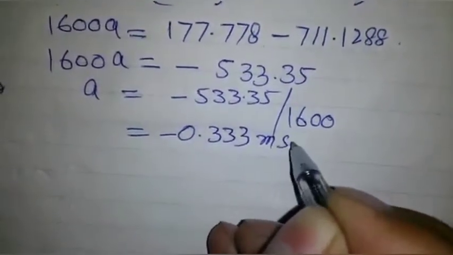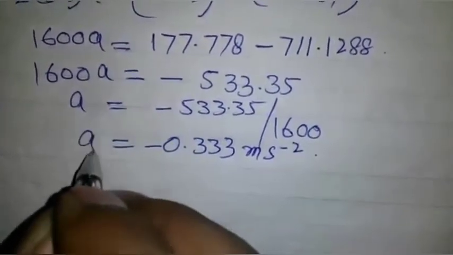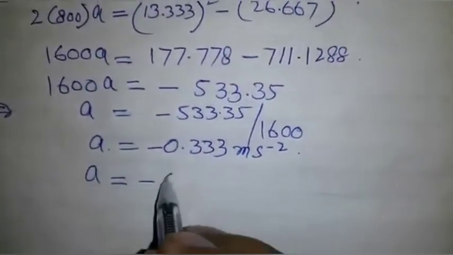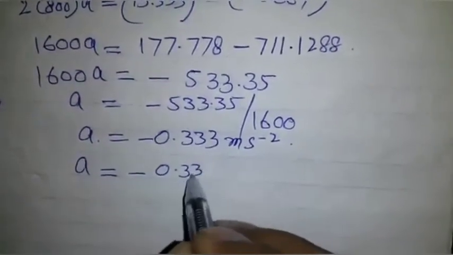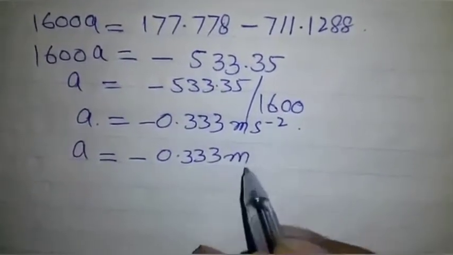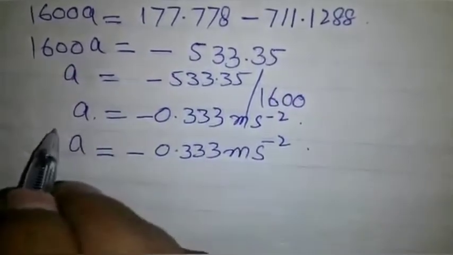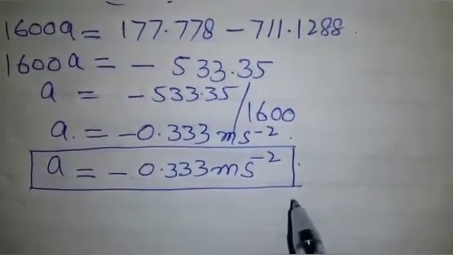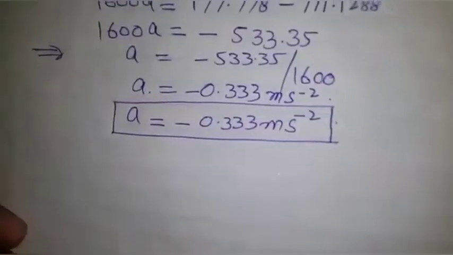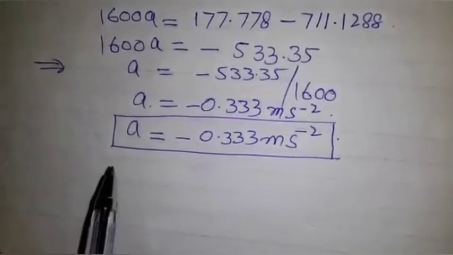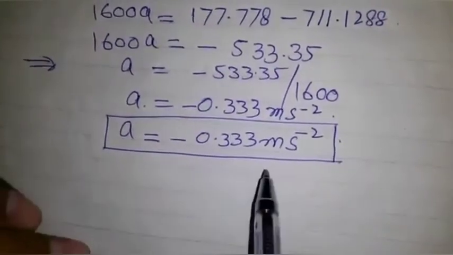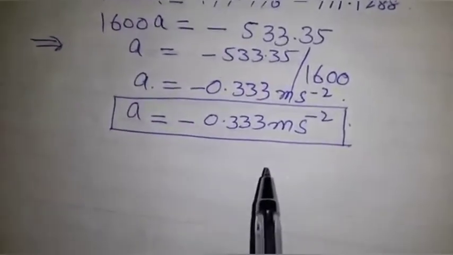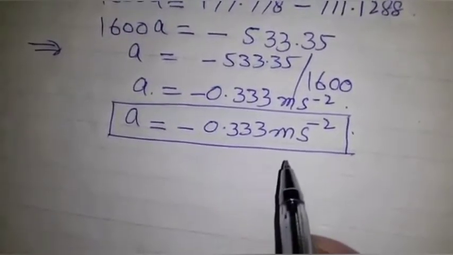0.333 meter per second. So its acceleration A is equal to minus 0.333 meter per second. Now its first part is completed as we find the acceleration, and now we have to find the distance traveled by the train after applying the brakes.